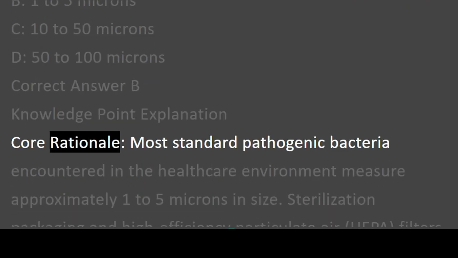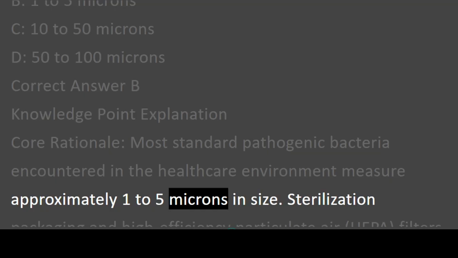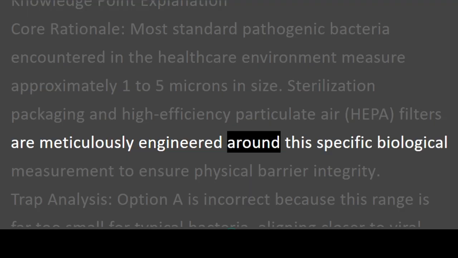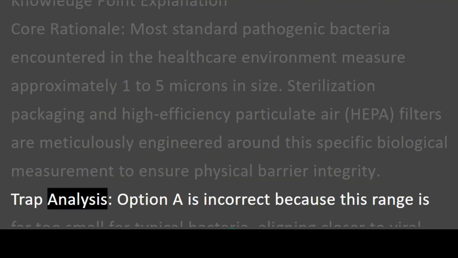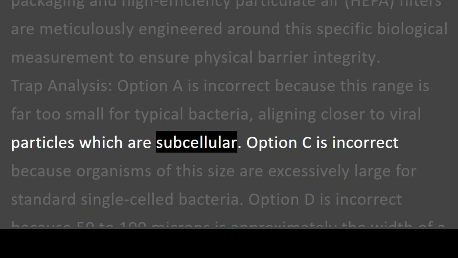Core rationale. Most standard pathogenic bacteria encountered in the healthcare environment measure approximately 1 to 5 microns in size. Sterilization packaging and high-efficiency particulate air, HEPA, filters are meticulously engineered around this specific biological measurement to ensure physical barrier integrity. Trap analysis. Option A is incorrect because this range is far too small for typical bacteria, aligning closer to viral particles which are subcellular.